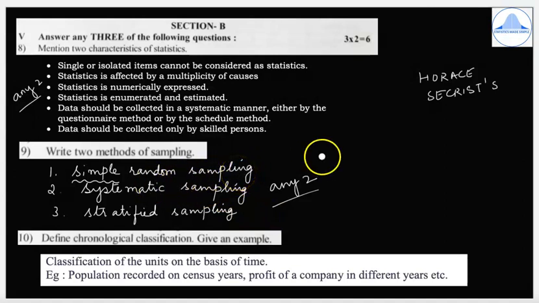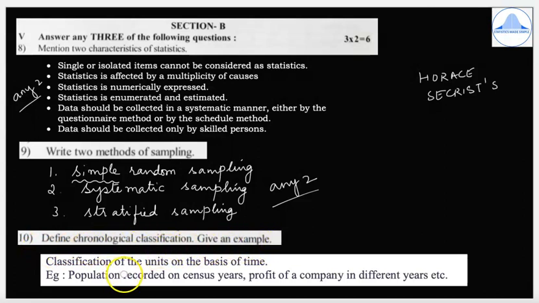And don't write the answer as sampling, random sampling and non-random sampling. In statistics, the correct answer for the methods of sampling are simple random sampling, systematic sampling, and stratified sampling. Now let's move on to the 10th question. Define chronological classification. Give an example.